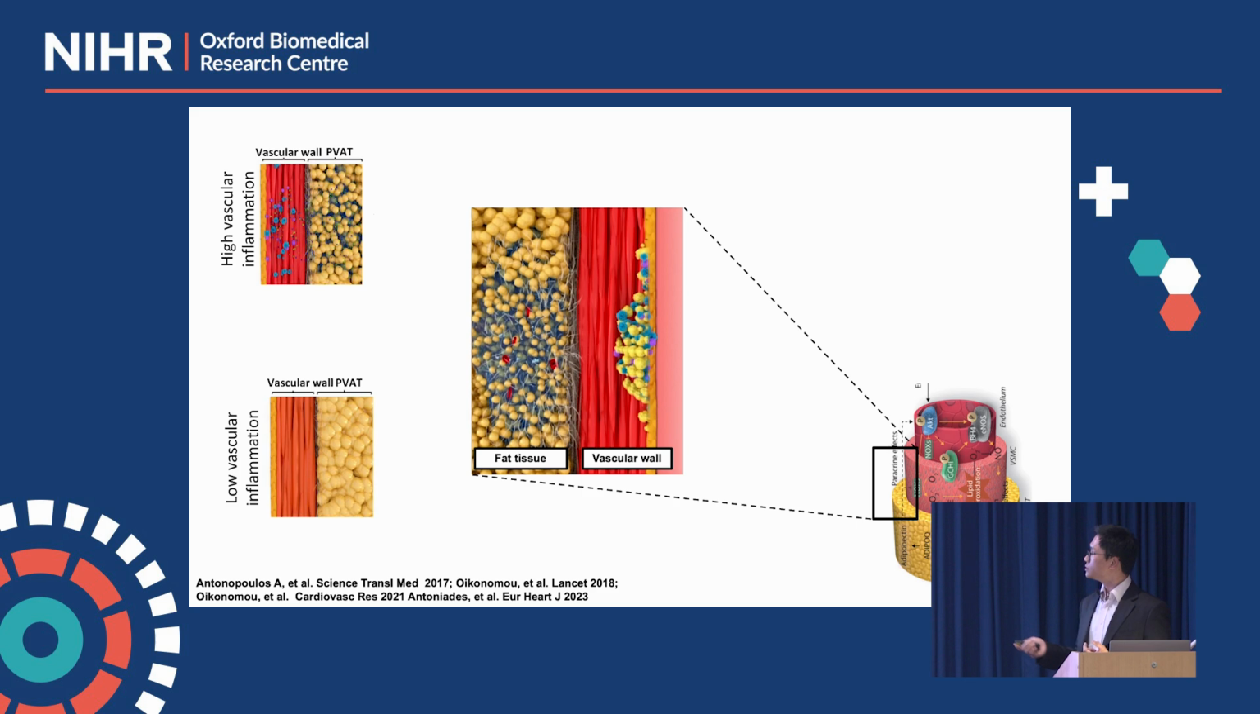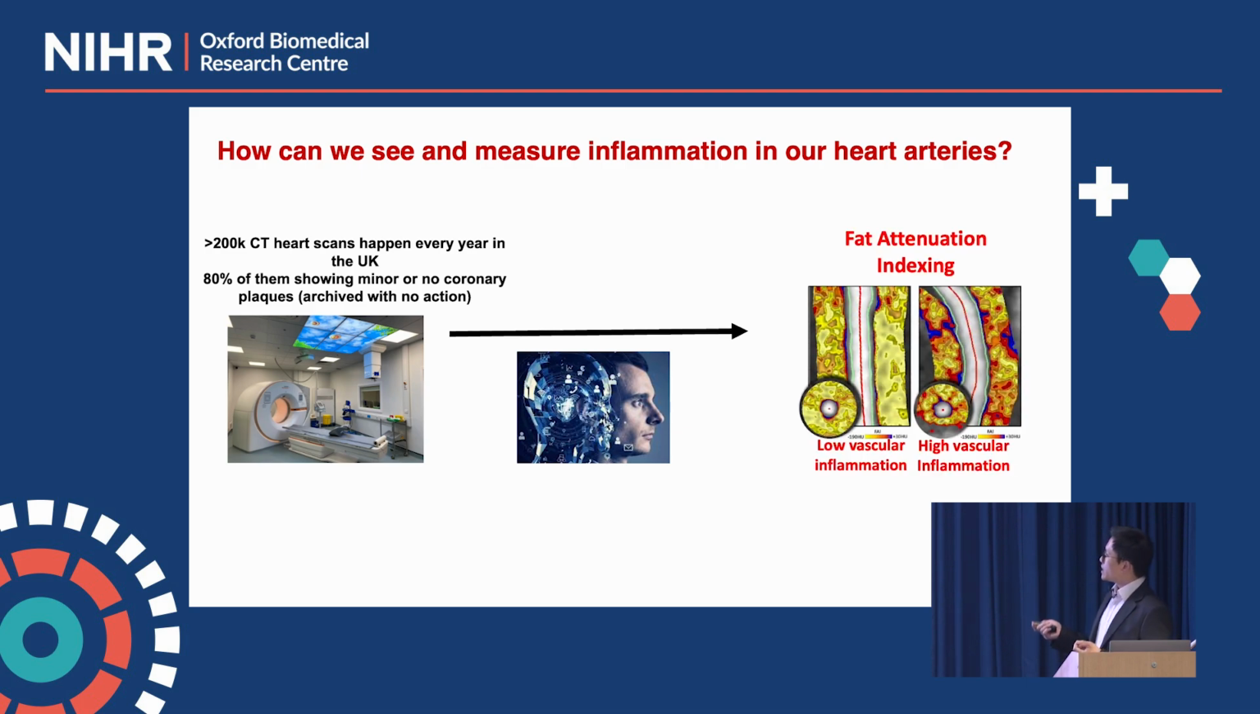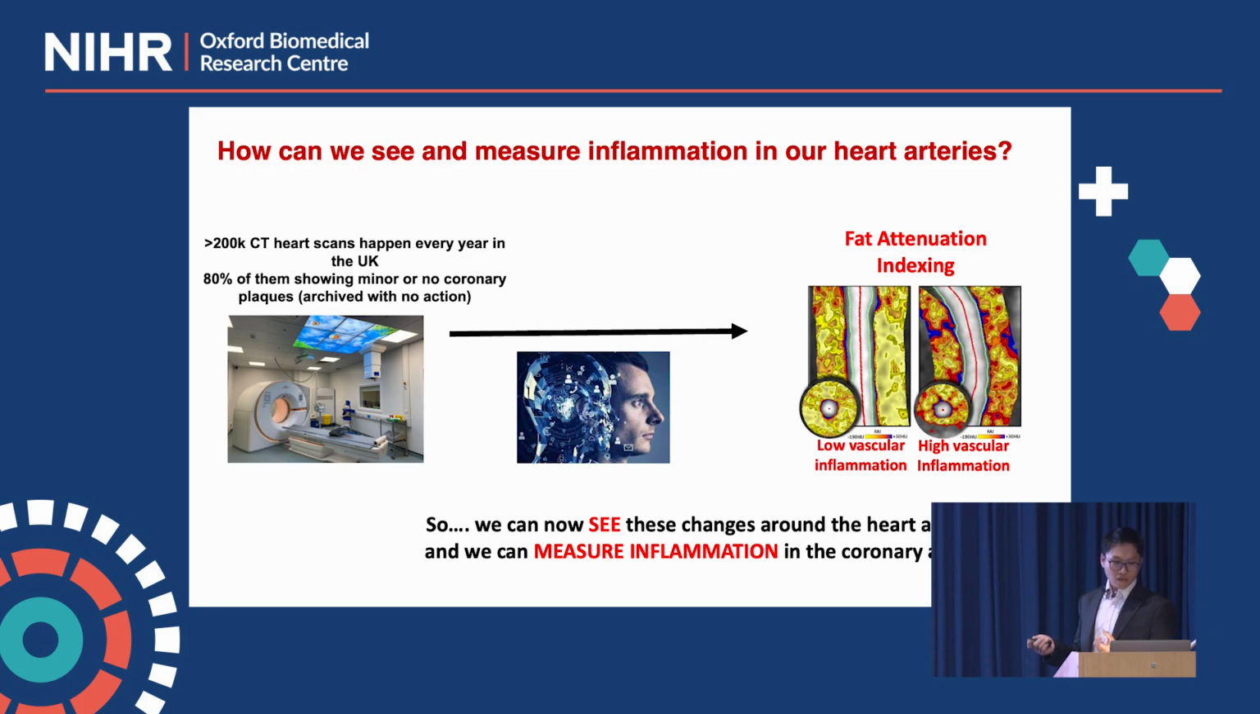So by imaging the fat tissue around the vessels, we can tell whether the heart vessel is inflamed or not. This can be applied on the over 200,000 CT scans that are done up and down the country in the UK. And we can see that 80% of them didn't show significant narrowing of the heart arteries, for example, like these two cases. And with the technology, we can now see the dark area next to the arteries, which essentially was fat.